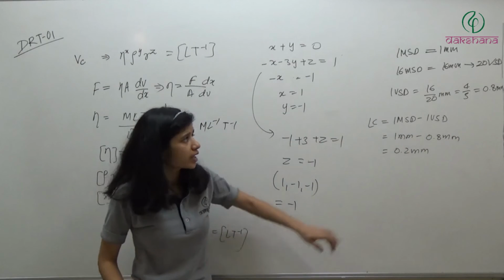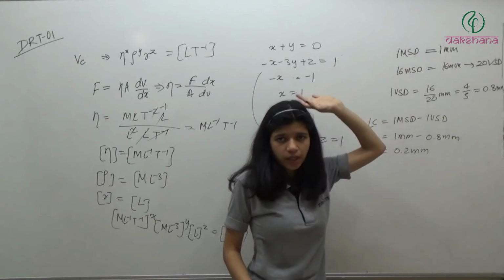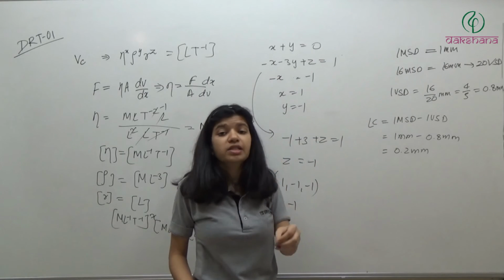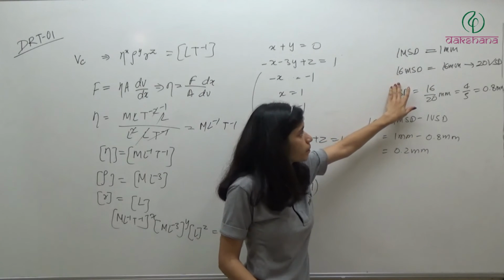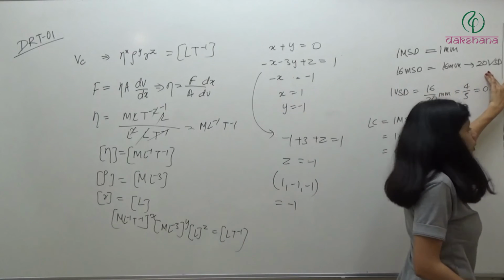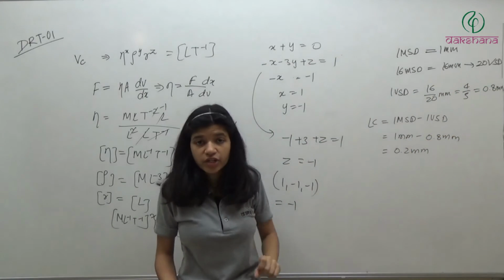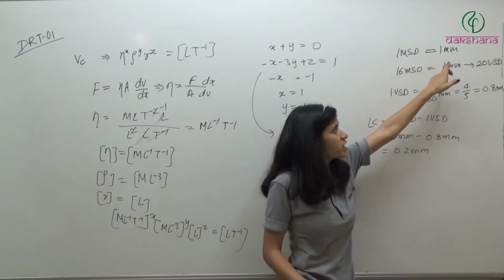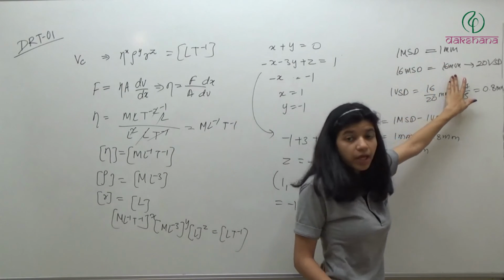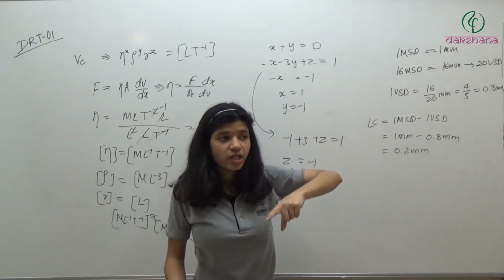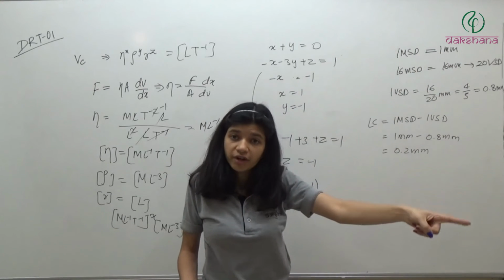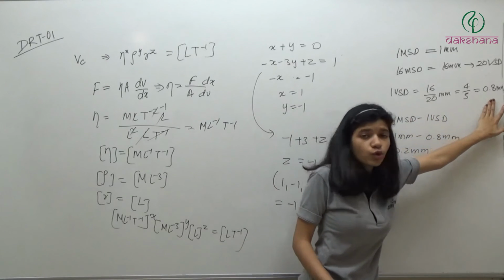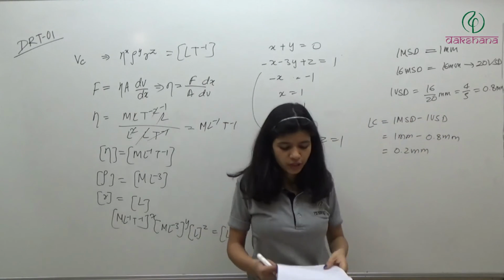Is this clear? What did we do? One main scale division is 1 mm. It is directly given in the question. Now they are saying that the vernier scale has 20 divisions, which is matching with 16 main scale divisions. Now one main scale division is 1 mm, so 16 main scale divisions will be 16 mm. 16 mm of main scale is equal to 20 divisions of vernier scale. So from there, one vernier scale division will have how much value? 0.8 mm. So least count will be this much.